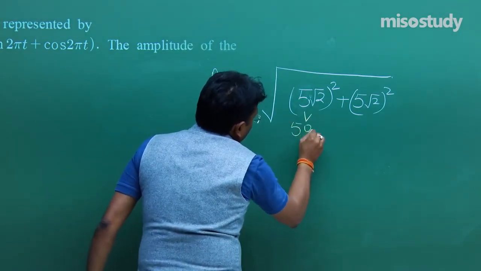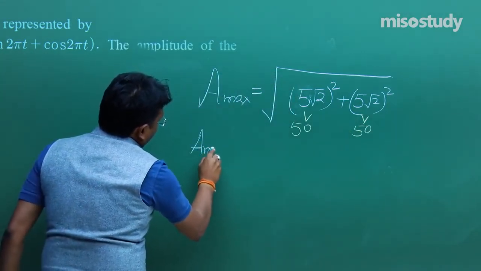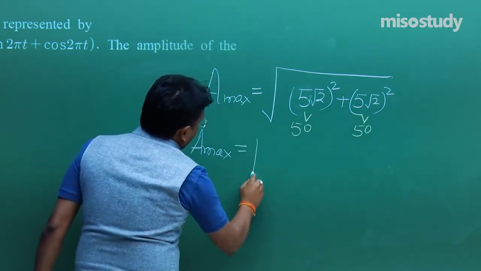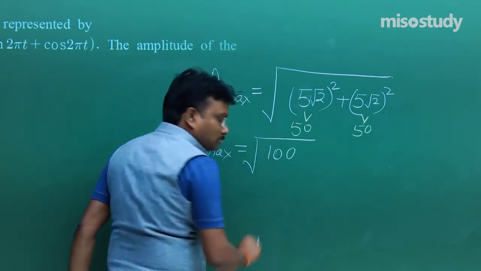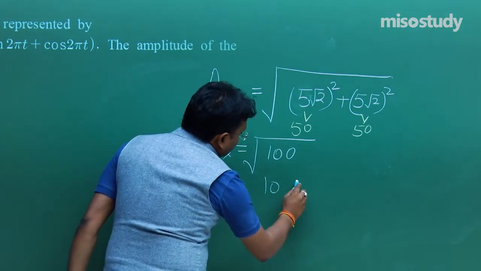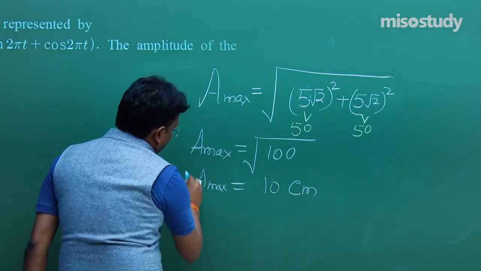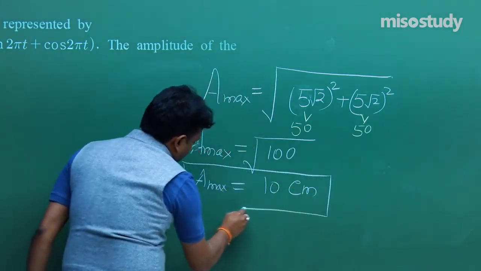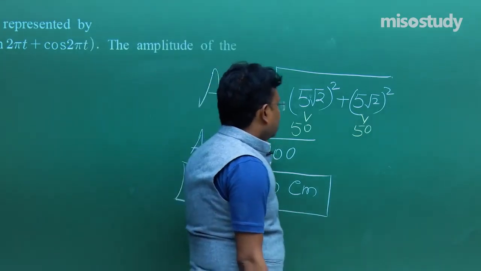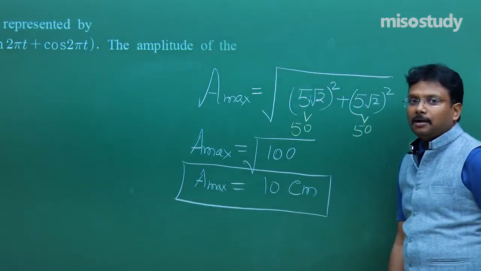50 plus 50. So you will get A max, yes, it's not 50 root 2, it's 5 root 2. A max is equal to 100, and then I can say it is 10 centimeters. Fine. A max, that is maximum amplitude. Fine. So this way you can just note it down and understand accordingly.